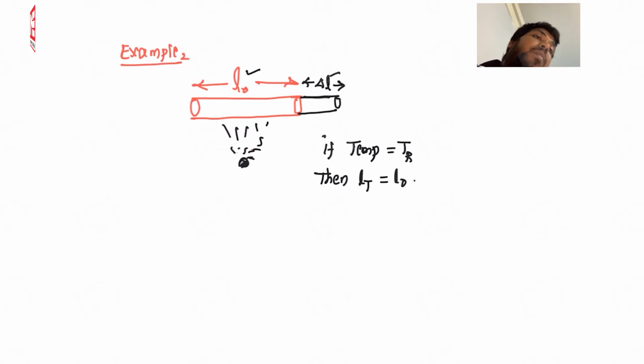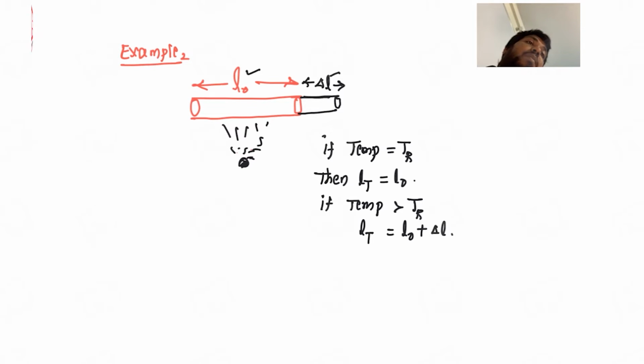Now, if temperature is more than room temperature, that means it is greater than 25 degrees centigrade, then what is going to happen? The total length of the metal rod is going to be equal to the initial length plus some extra length, delta L, right? So what does it mean? If the temperature is increased, then the change in length of the metal rod also is going to increase, right? Now remember this point.